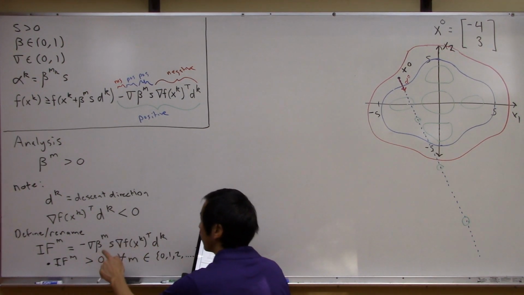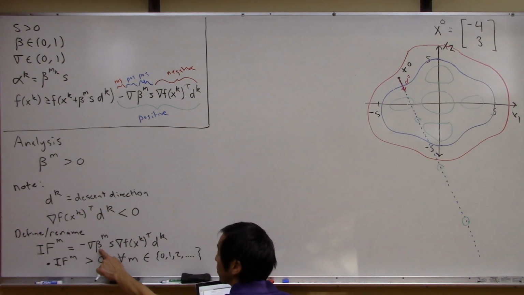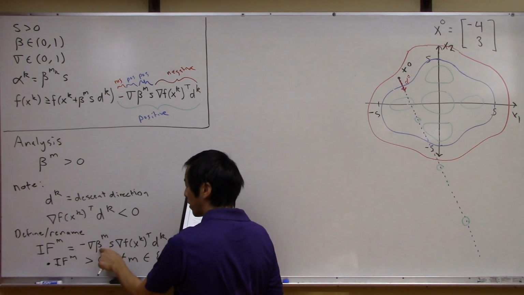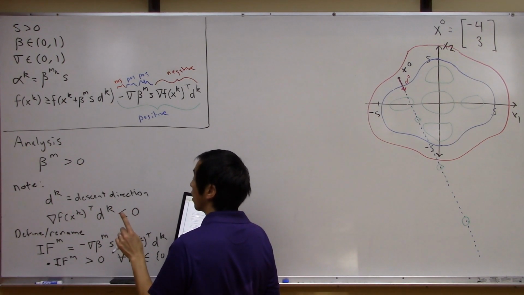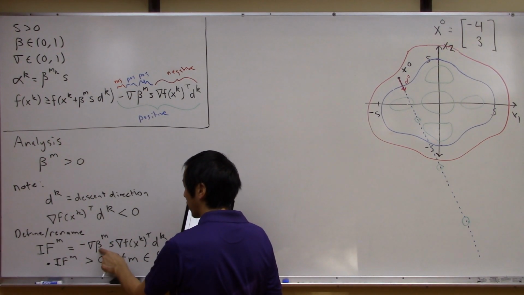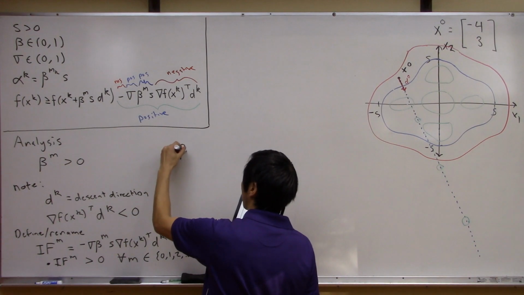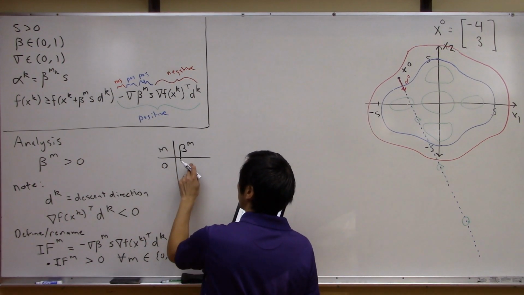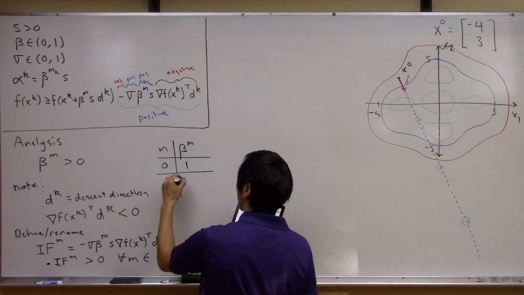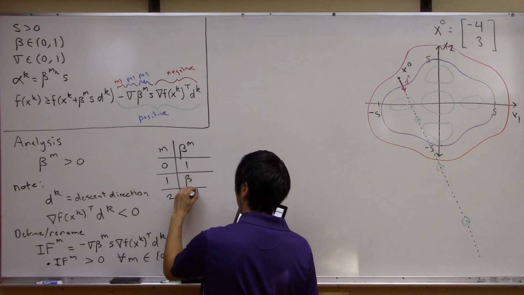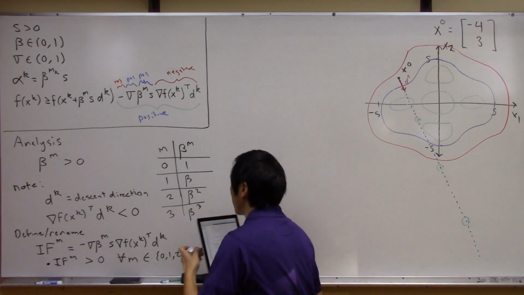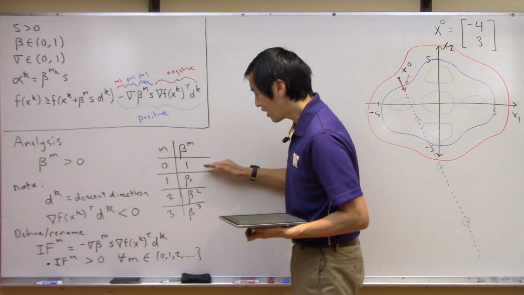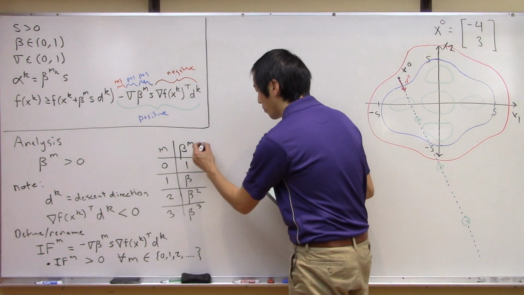What's also interesting is how this improvement factor operates, because beta is in the range of 0 to 1. What I'm getting at is beta to the m. What does this look like versus m? Let's make a table. When m is 0, beta to the m is 1. When m is 1, it's just beta. When m is 2, you get beta squared, and so on. When m is 3, you get beta cubed. Now, because beta is strictly less than 1, beta to the m becomes smaller and smaller and smaller.